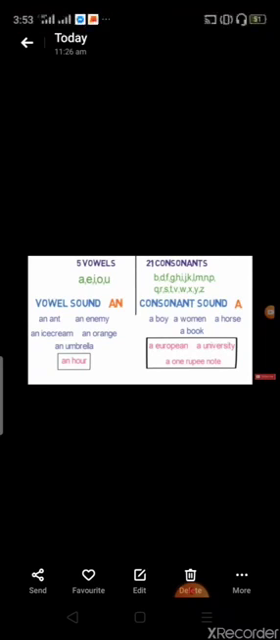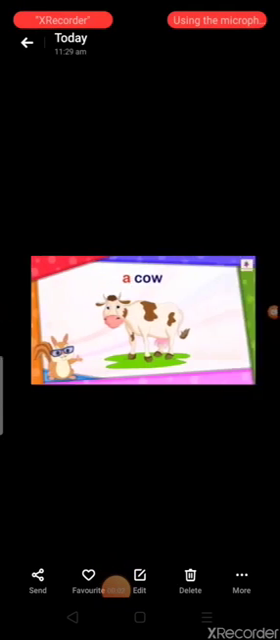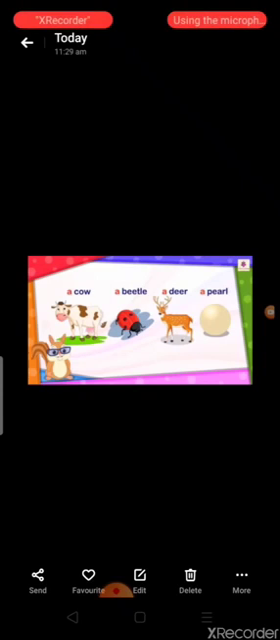Now we are coming to the next part. 21 consonants. There are 21 consonants in our English alphabet, and the sound is a. A boy, a woman, a horse, a book. Now I am going to give some examples. A cow, a beetle, a deer, a pearl.